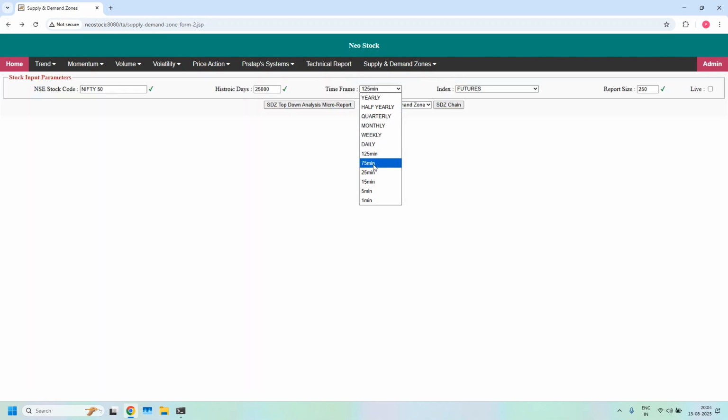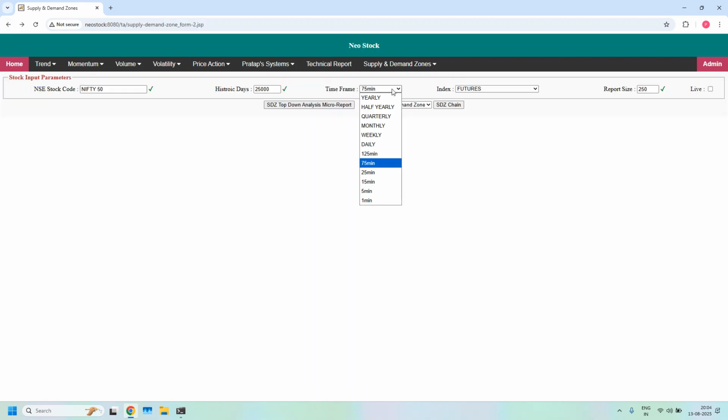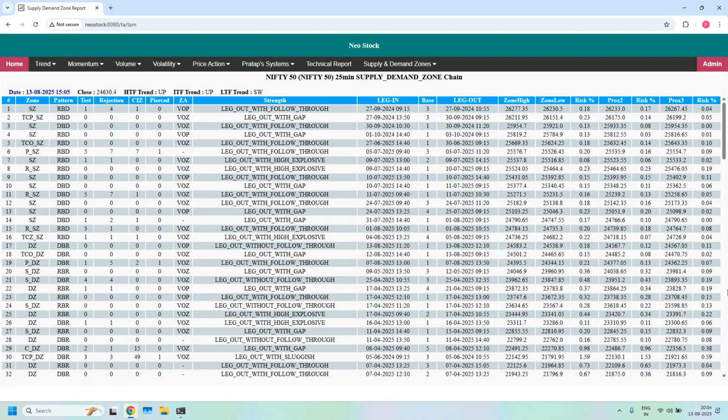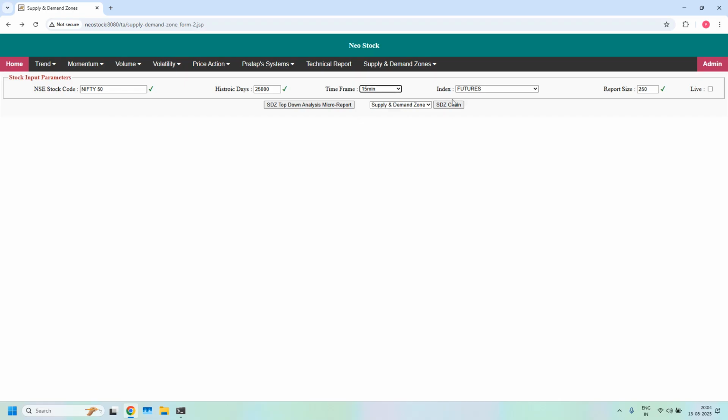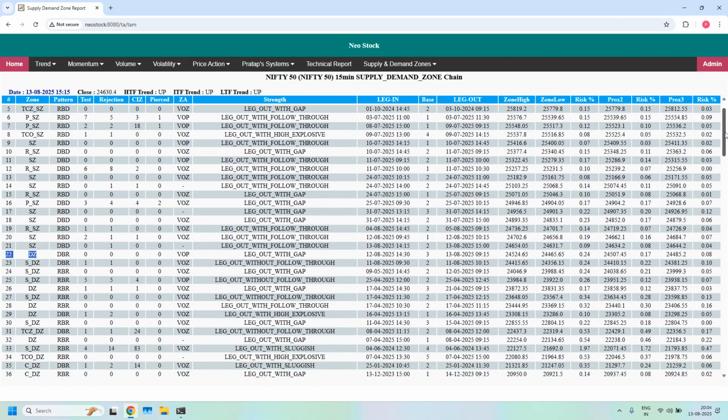Next, generating 75 minutes supply demand zone chain for Nifty. Next, generating 25 minutes supply demand zone chain for Nifty. Next, generating 15 minutes supply demand zone chain for Nifty. The nearest demand zone to the current closing price is serial number 22. I'll put it in the middle of the page so that you can access some more demand zones.